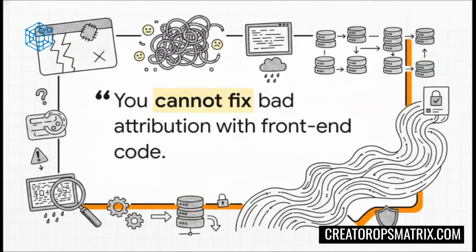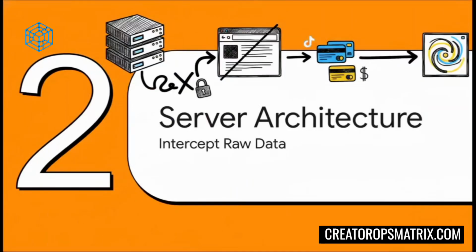You cannot fix bad attribution with front-end code. Patching the browser is completely futile. Fiddling around with your pixel settings inside Google Tag Manager, that is not going to save you from view-through inflation. To actually solve this, sophisticated operators have to immediately migrate to a back-end architecture. Which brings us to Section 2, server-side architecture and intercepting raw financial data.